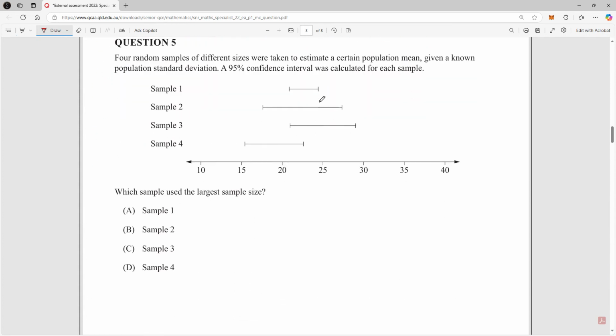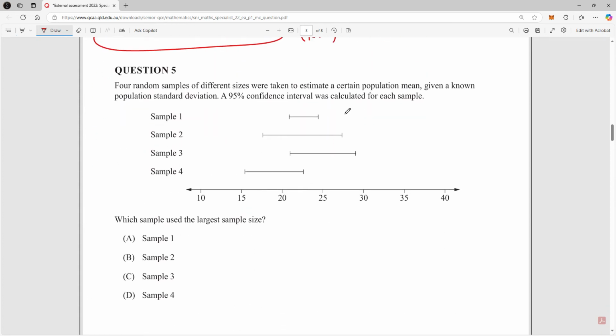Okay, alrighty, question 5. So, 4 random samples of different sizes were taken to estimate a certain population mean. Given an unknown population standard deviation, a 95% confidence interval was calculated for each sample. And we can see all the confidence intervals here, sample 1 to 4. Which sample used the largest sample size? So we need to understand what a confidence interval is.